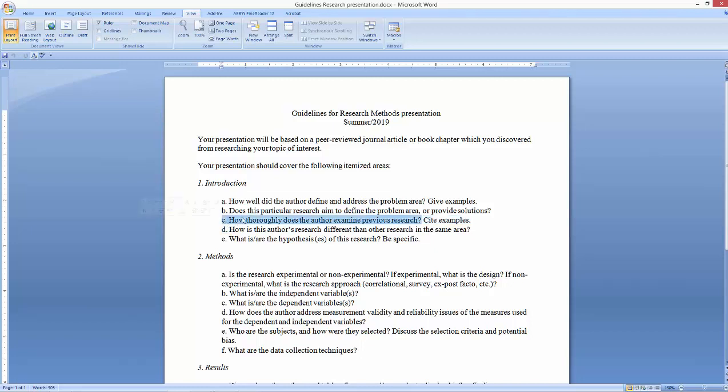This is a matter of: I'm doing this. How did somebody do it differently or similarly? Again, it could be just replication. The research could be simply to replicate other researchers' findings. But anyway, you need to cite examples of that research.